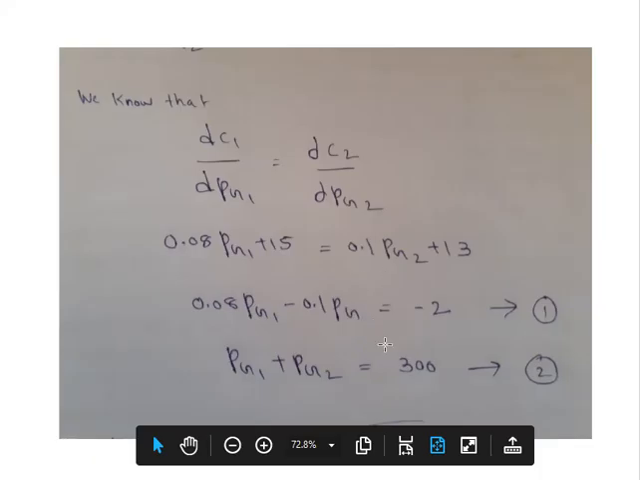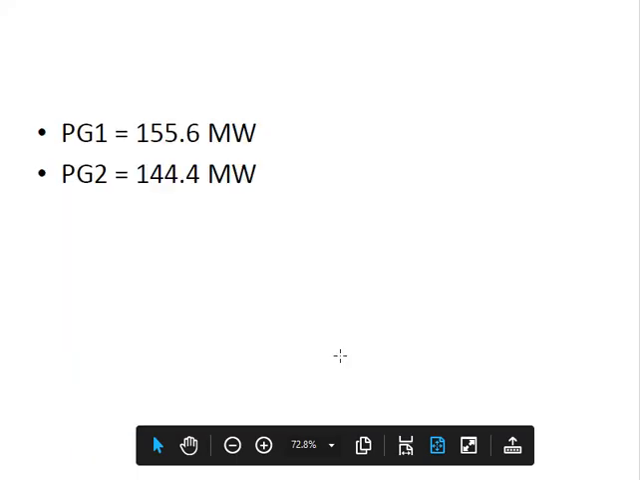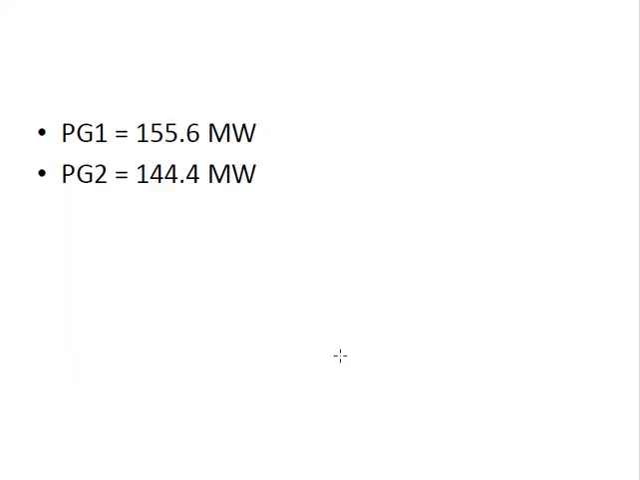Two equations, two unknowns. So once you solve equations 1 and 2, we will get the solution as Pg1 equal to 155.6 megawatt and Pg2 equal to 144.4 megawatt.